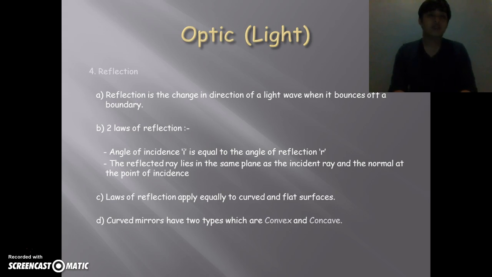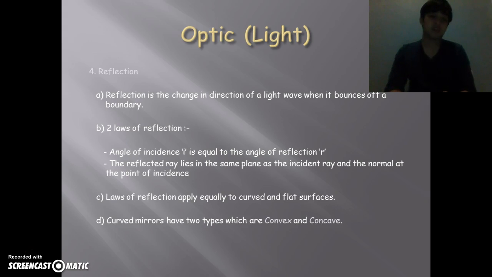Number 4, reflection. Reflection is the change in direction of a light wave when it bounces off a boundary. There are 2 laws of reflection. The angle of incidence is equal to the angle of reflection, and the reflected ray lies in the same plane as the incident ray and the normal line at the point of incidence.